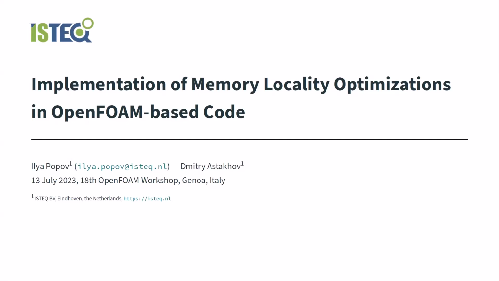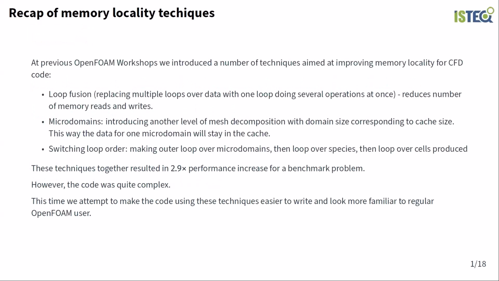Yeah, so in previous OpenFOAM workshops, I've shown a number of techniques that we use in our internal code to optimize memory locality. My idea is to share these ideas here and start some collaboration about this. These techniques were loop fusion, where instead of doing a loop with one iteration, then a loop with another iteration, you do one loop with multiple iterations inside it, so you don't need to store and read again intermediate results.